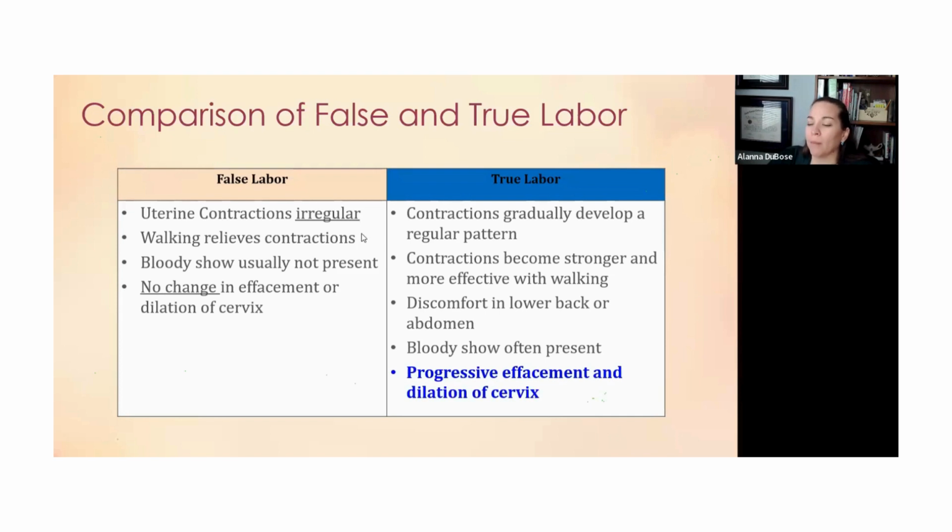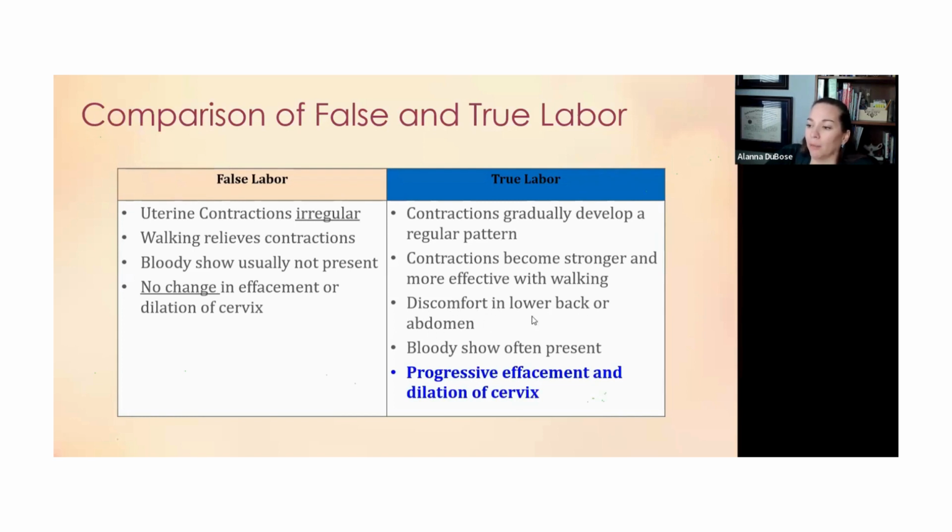All right, so going back up here. False labor contractions are generally irregular, and true labor patterns are developing into a regular pattern. In false labor, walking will often ease your contractions, whereas in true labor, walking can help speed your labor and make the contractions more intense, as it's putting more pressure on the cervix and helping the cervix dilate more. In false labor, no bloody show because there's no changes in the cervix yet. And in true labor, there's bloody show present.